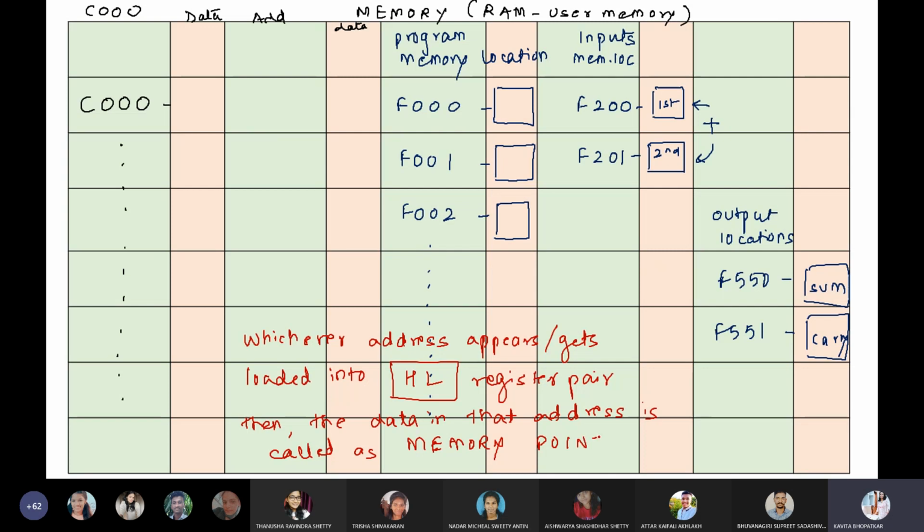ये बहुत ही important concept है because तुम्हारा जो पूरा programming concept है it revolves around this M, memory pointer M. So M का मतलब क्या है? Whichever address appears and gets loaded into HL register pair, the data in that address is called as memory pointer M. So let's say if I upload HL register pair with the input location F200H, then this first data in it will become M, memory pointer. And then by using M in the operand, you can access that data.